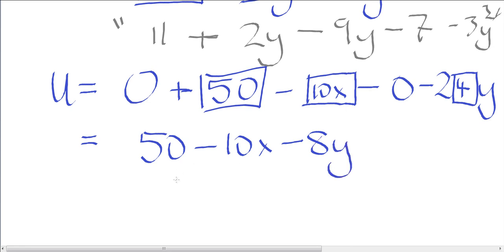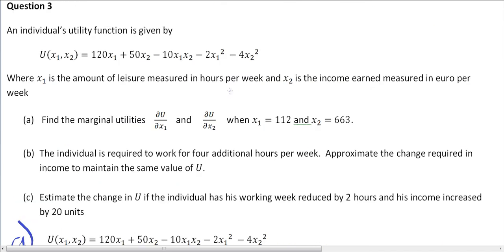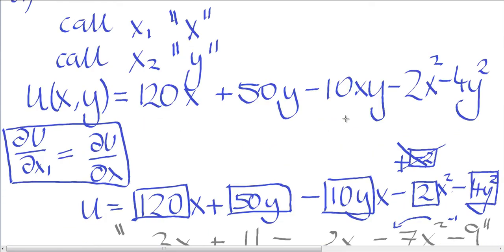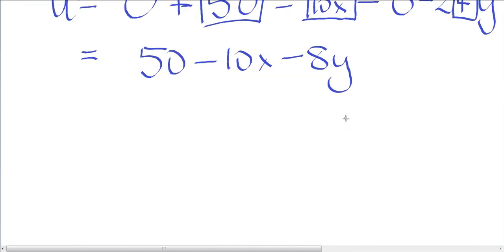Now, that's the partial derivatives found, but what they asked was you have to find the partial derivatives, or the marginal utilities is their technical name in this question, when x1 equals 112 and when x2 equals 663. Right, again, I'm just going to copy them down again for myself. So I need to find the values of them partial derivatives when x1 equals 112 and when x2 equals 663.